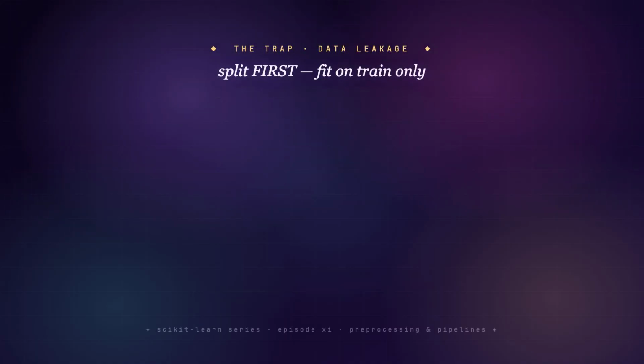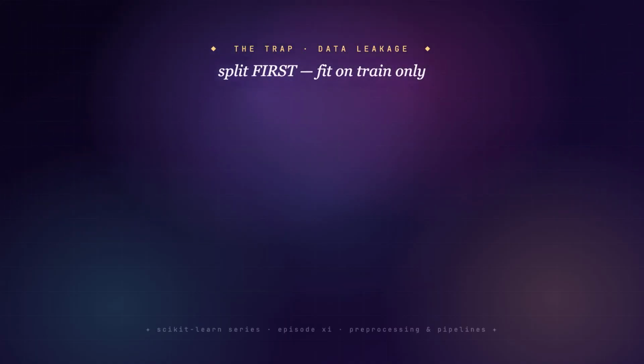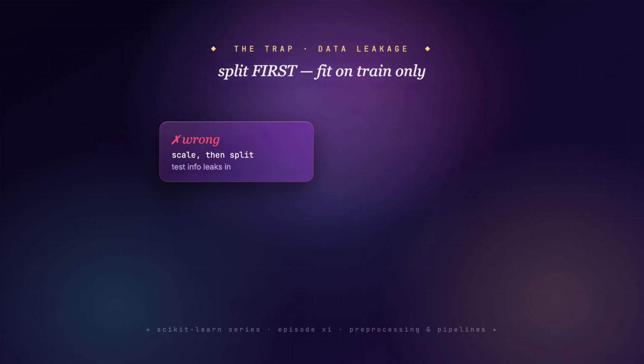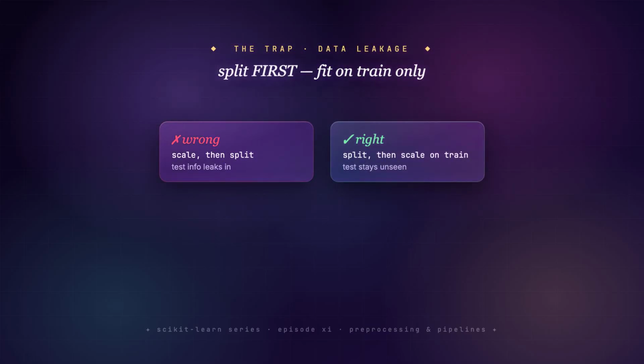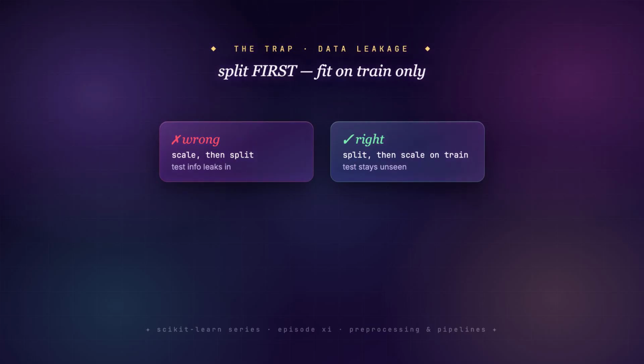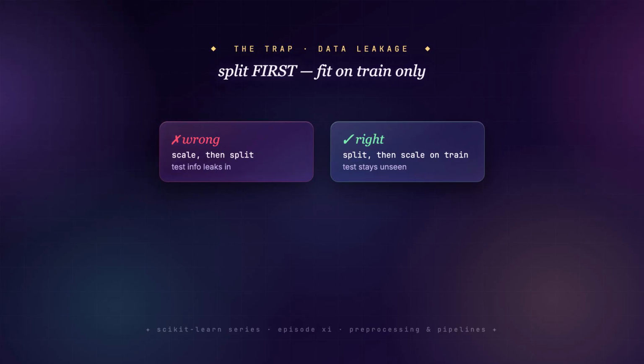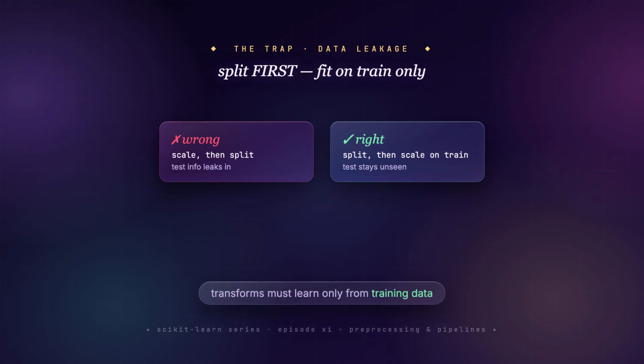But here's the trap that catches almost everyone: data leakage. If you scale or impute using the whole data set before you split, then information from your test set has quietly leaked into training. Your score looks great, and it's a lie. The rule is ironclad: every transform must learn its settings from the training data only.